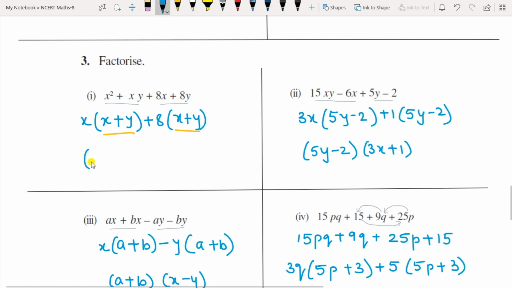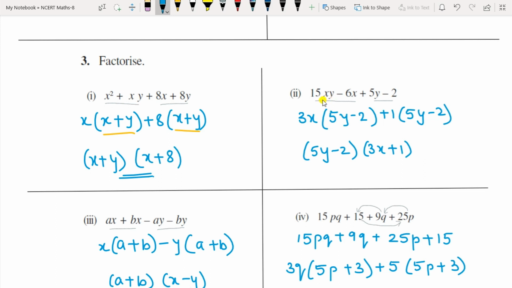So those 2 common brackets you have to write once, and the remaining terms that are outside the brackets, along with the sign, write in the second bracket. This is your answer. So this way you have to factorize a polynomial.